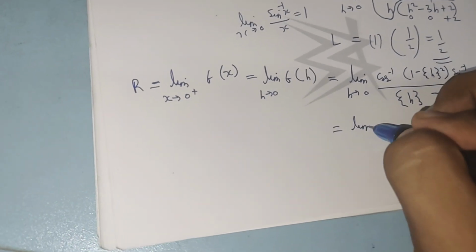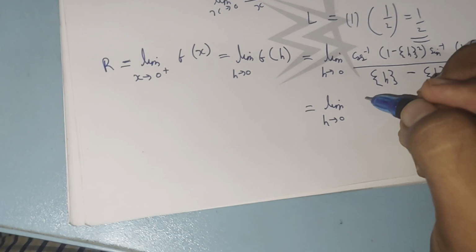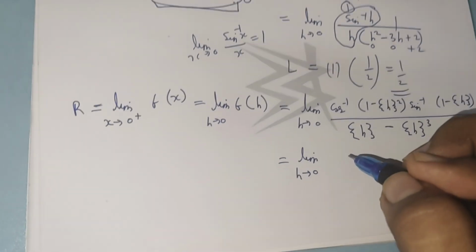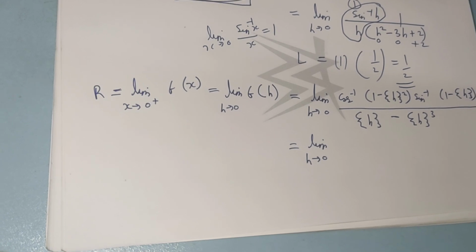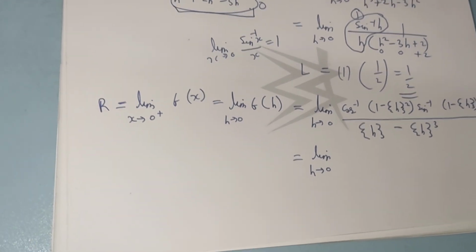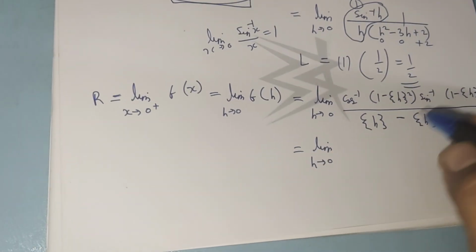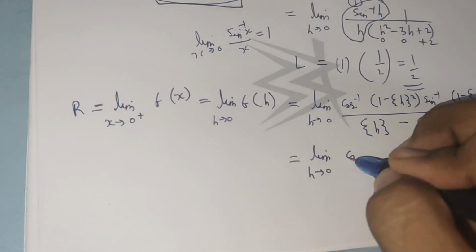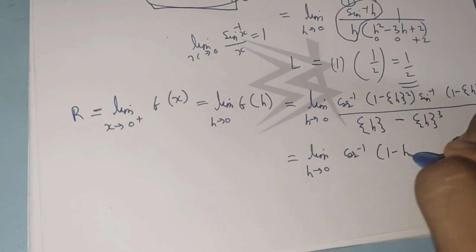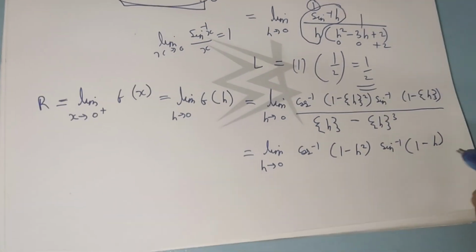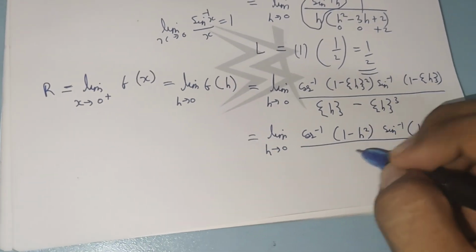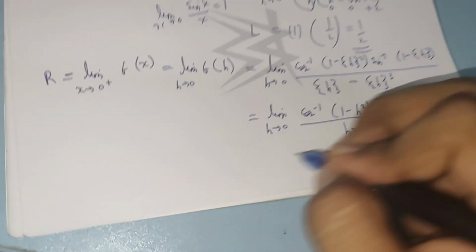Now fractional part of h I can simply put it as h for my convenience. Actually, the fractional part of an integer is not equal to that integer, it is 0, but for my convenience I am not putting the brackets. So cos inverse of (1 minus h) square, sin inverse of (1 minus h), upon h minus h cube.